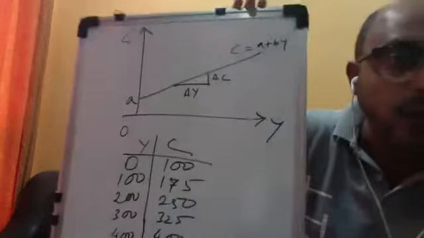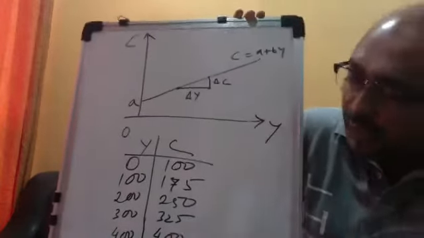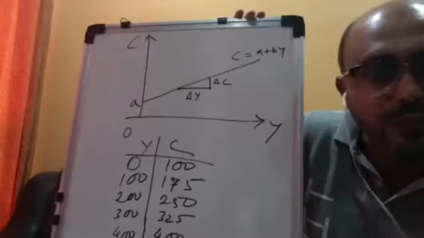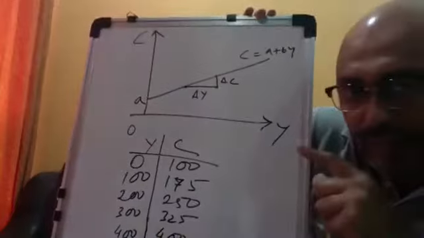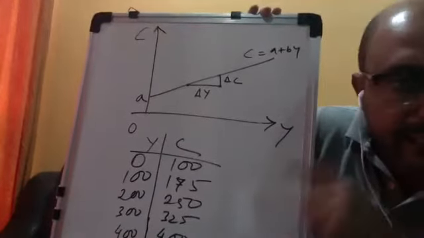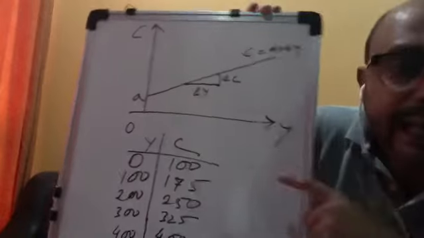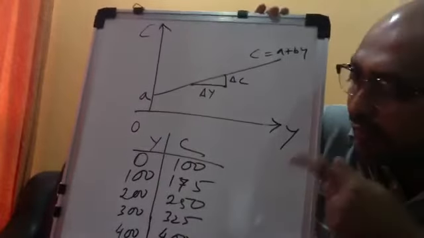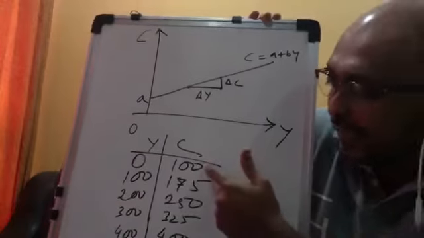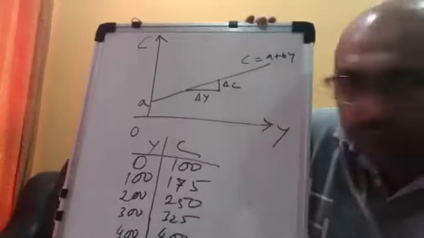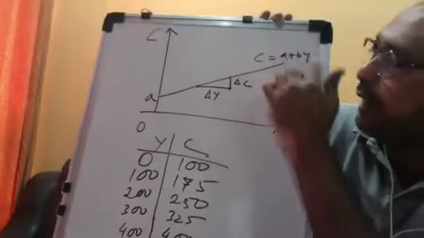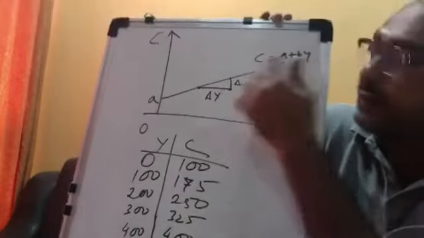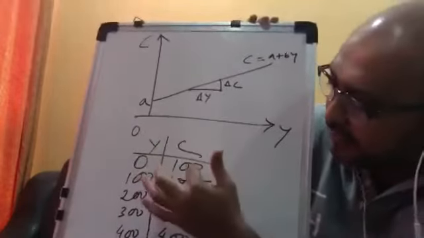Okay, so here we have drawn a consumption line and we have taken one consumption schedule. Okay, you note down this schedule. Now see, two columns are there, income column, consumption column. Now when income was 0, still consumption is 100. Why? Because this is A. When income is 0, consumption is A. Because C equals A plus BY, put Y equals 0 here, C is A. So here C is 100 means it is A.